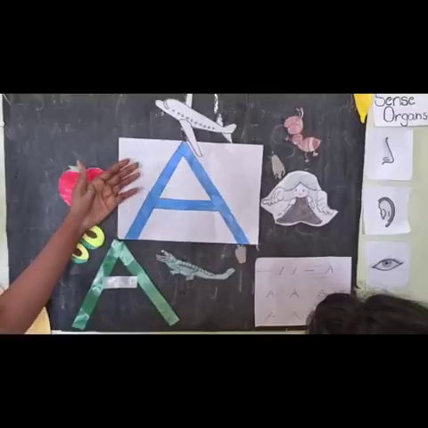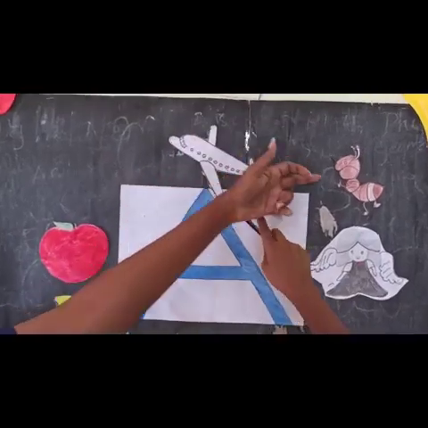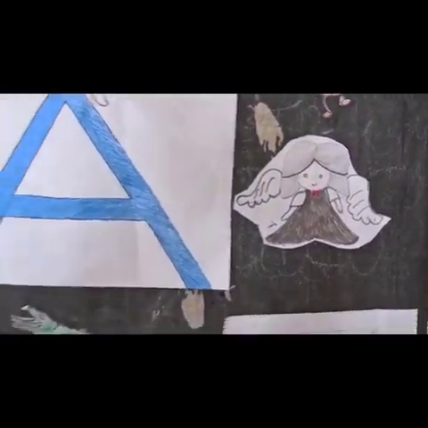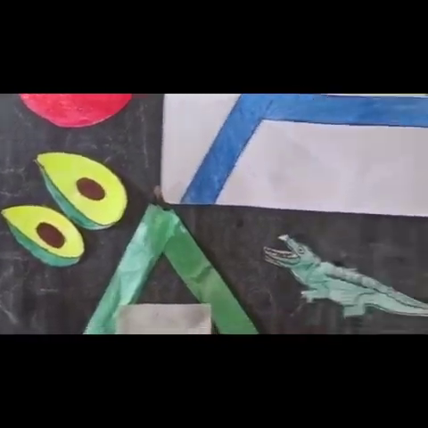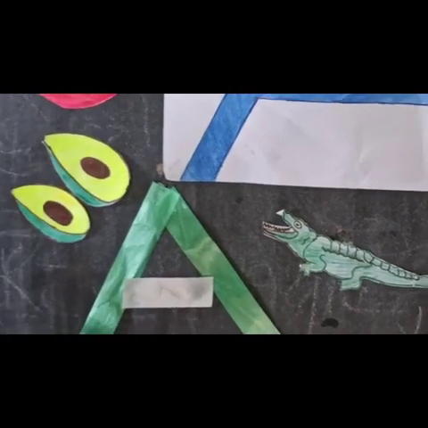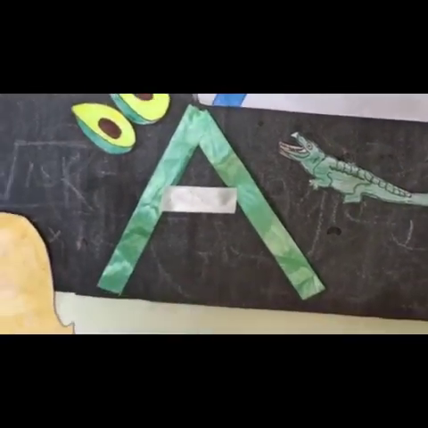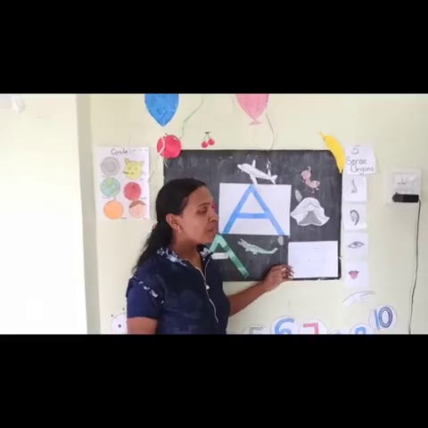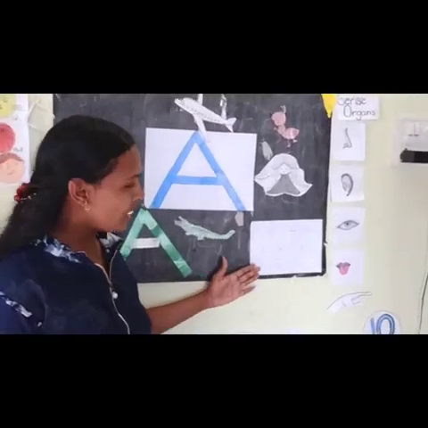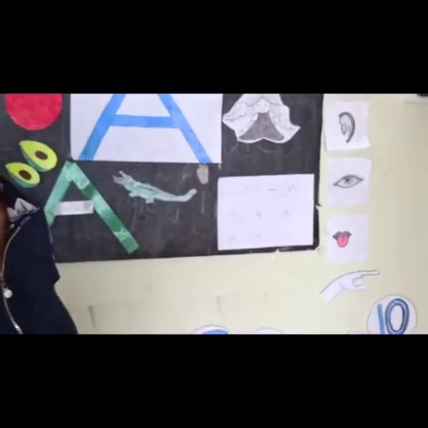A. A for aeroplane. A for ant. A for angel. A for apple. A for avocado. A for alligator. A. Very good. What is this? A. If children are not interested to write in a book, you can use this trick.